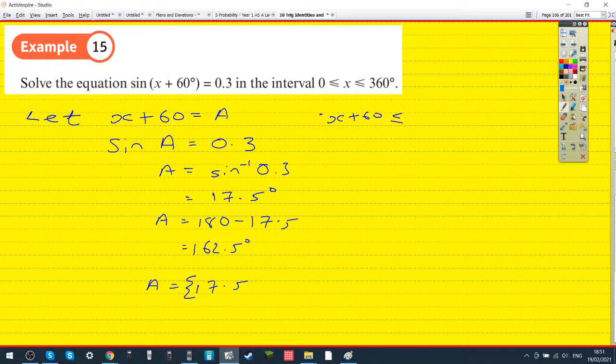So what do you get? For 162.5, it's 222.5. Hold on, you're subtracting 60 from both of them, is it? I'm adding 60. No. So A is x plus 60, isn't it? So A equals 17.5 or 162.5. Therefore, x plus 60 equals that. And so how do we get just x? You have to subtract 60.